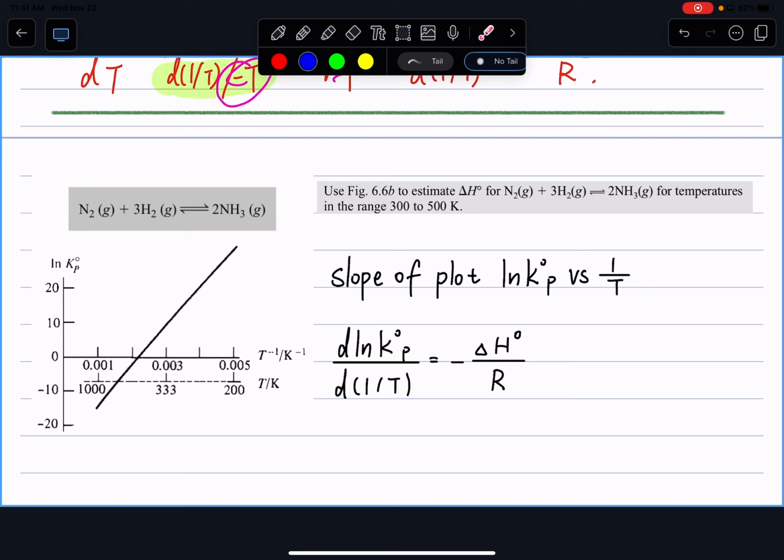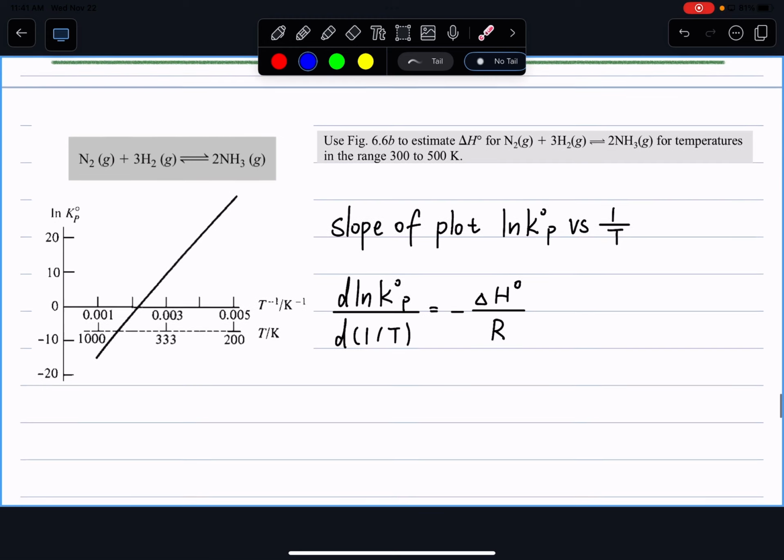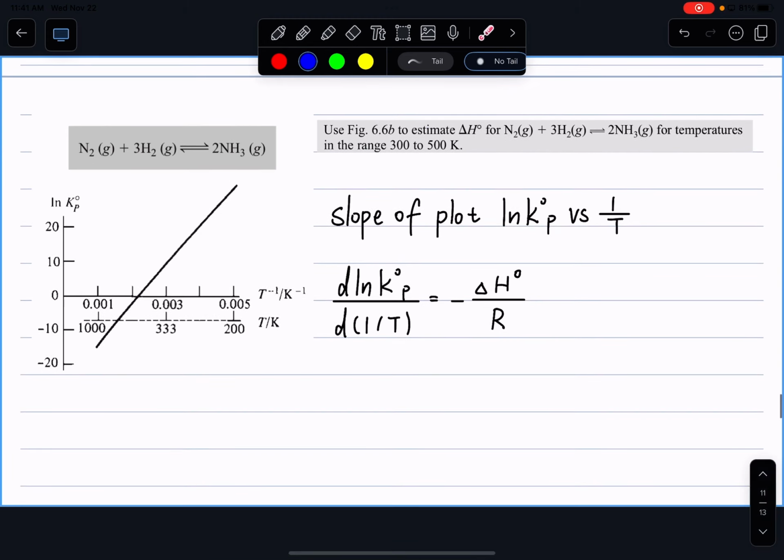And you can compare that calculation with your thermodynamic table and find out which one is correct. And chances are you might be asked to do it both ways and compare at a later time. So this is one of the example problems together. It says use this figure to estimate the delta H naught for this reaction in the range of 300 K to 500 K. Now this one is just a straight line. And what we know is the slope of this curve is the negative delta H naught over R.